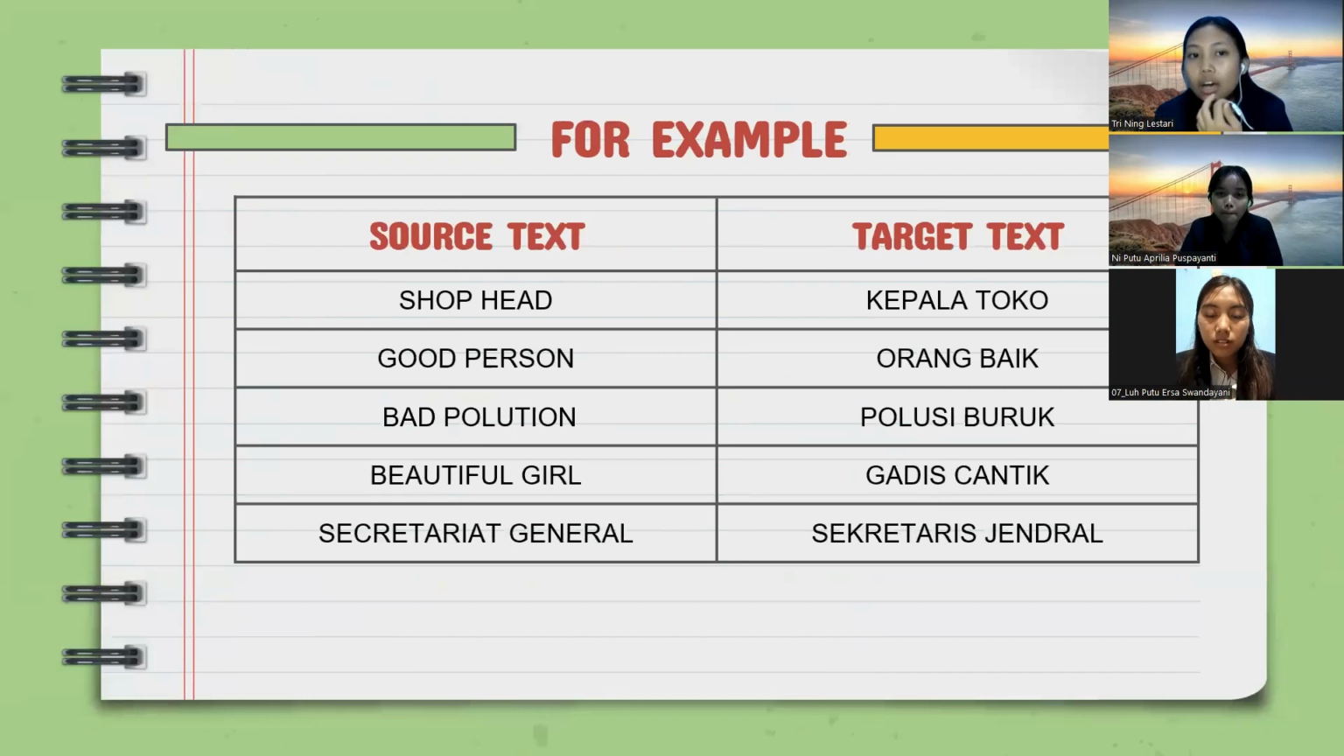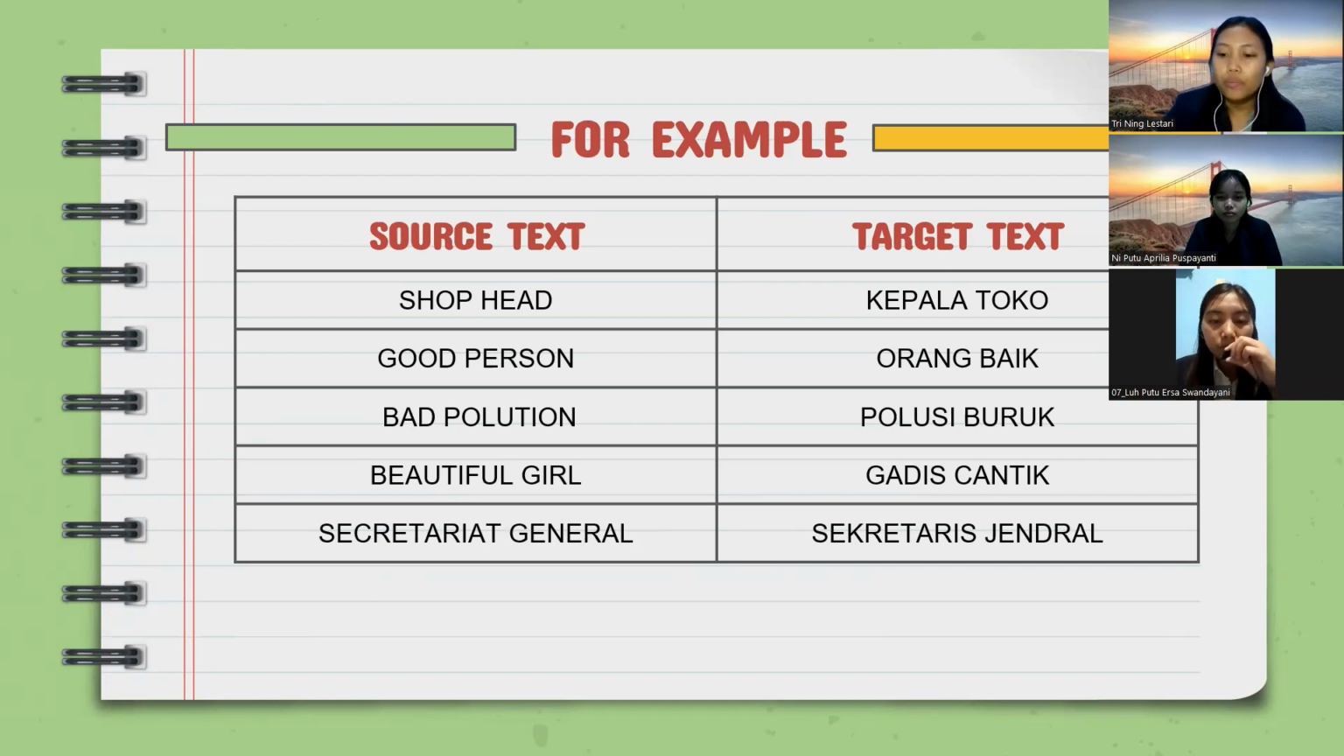Source text is shop hat. The target text is kepala toko. Source text is good person. Target text is orang baik. Number three is bad pollution in the source text, and the target text is polusi buruk. And then number four, beautiful girl, and the target text gadis cantik. And the last one, source text is secretary general, and the target text is sekretaris jenderal.